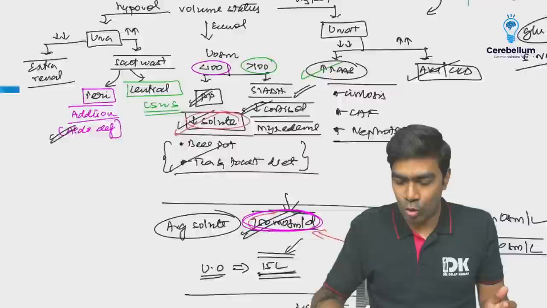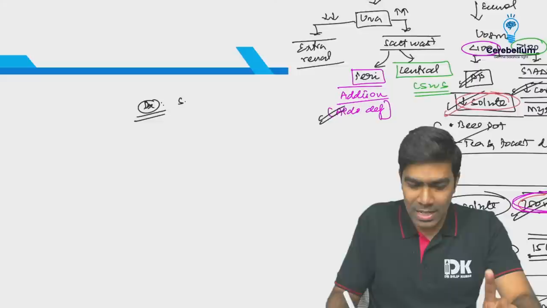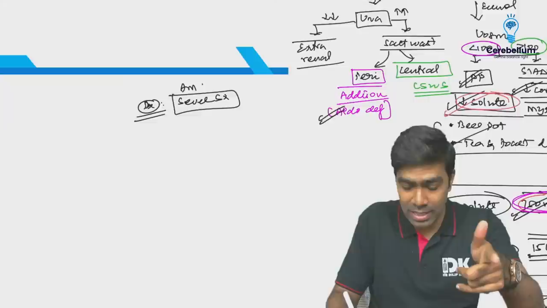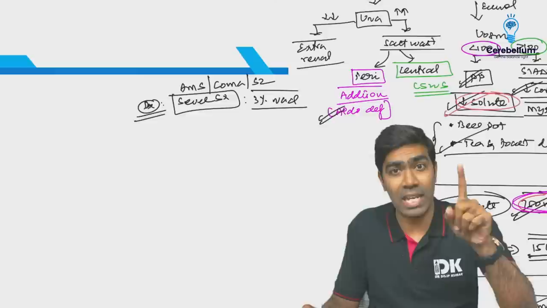Treatment of hyponatremia is pretty much simple and straightforward. Number one, see whether the patient is having severe symptoms or not. Severe symptoms means altered mental status, coma, and seizures. If the patient is having severe symptoms, then immediately you have to choose only 3% NaCl, hypertonic saline. Immediate institution of 3% NaCl, hypertonic saline.